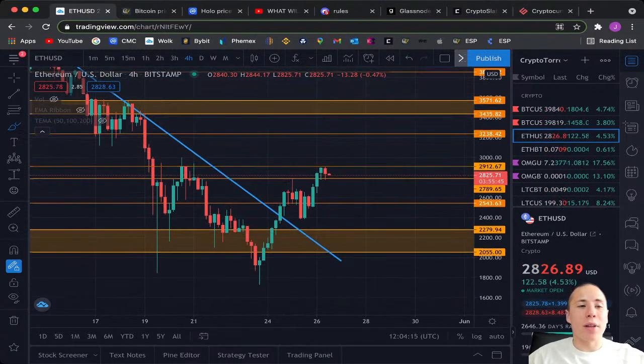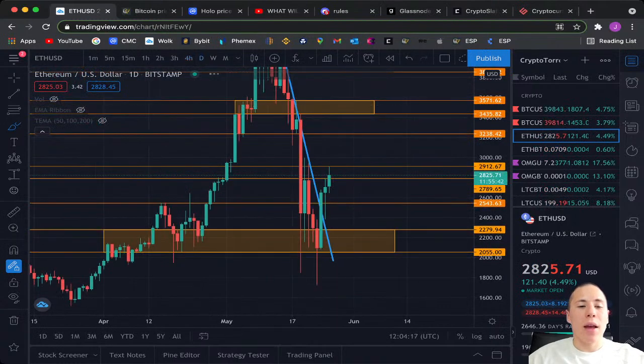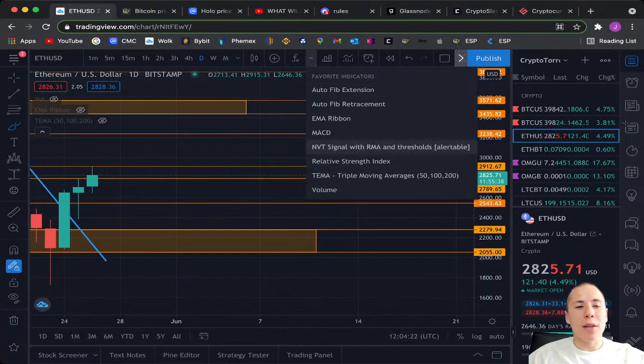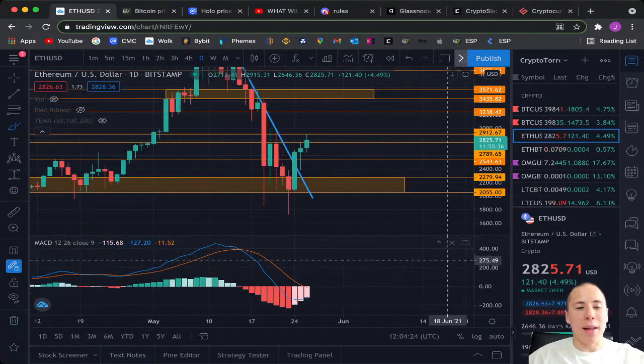And what I would like to enable is actually on the daily time frame, the MACD, to just spot how the momentum is looking right now on the daily time frame.